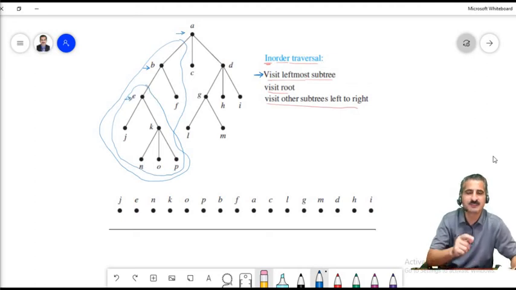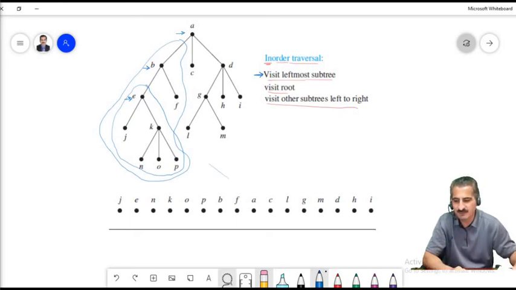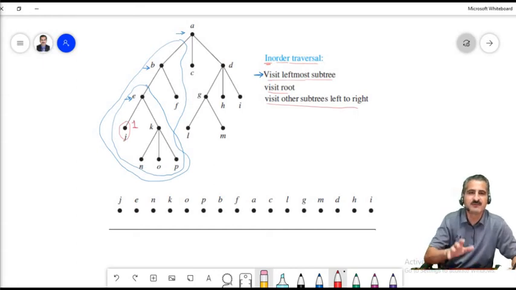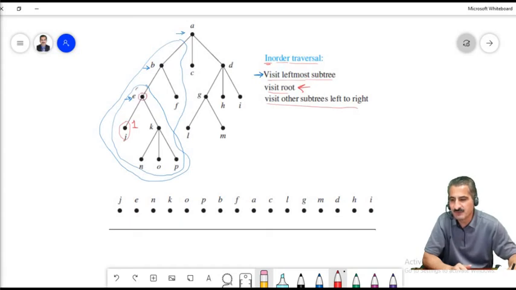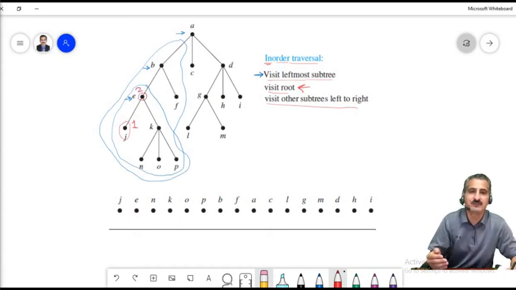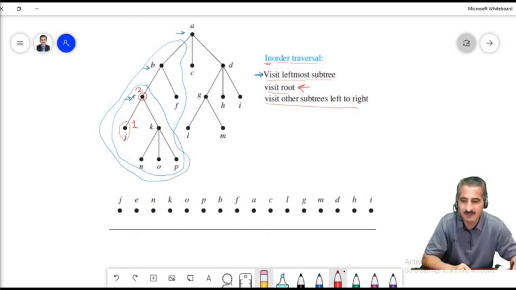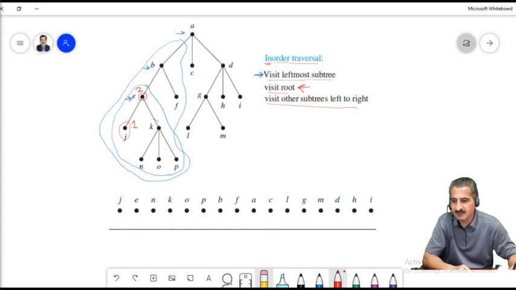We will not take E unless we go to its leftmost subtree, which consists only of G, a leaf. So we will take G. So this is number 1. So we have finished the leftmost subtree rooted at E. Then we go to E and take it because this is what it says: after you visit the leftmost subtree, visit the root. So this will be 2. Once we are done with the root, then we go down to the right subtrees. Okay? So once we take E, we go to its right subtree and we find it to be this.